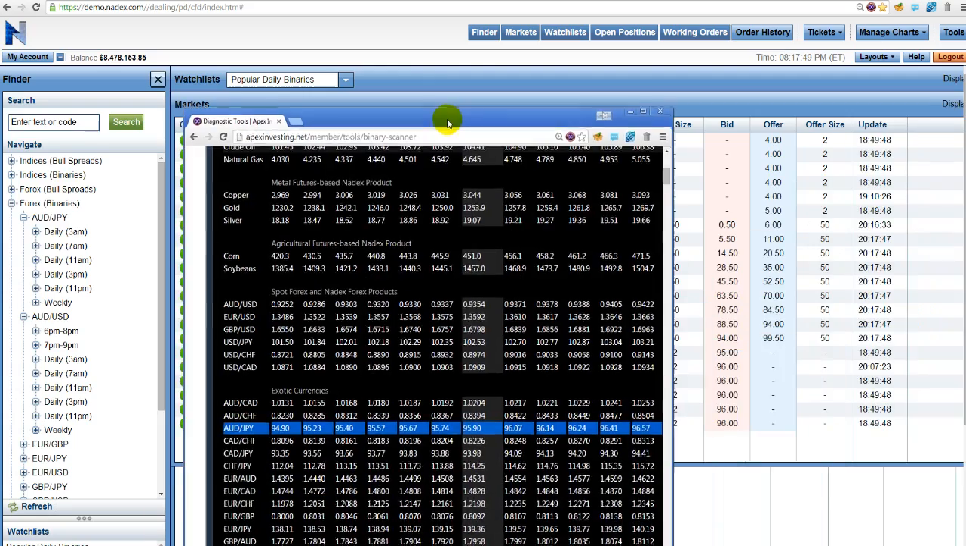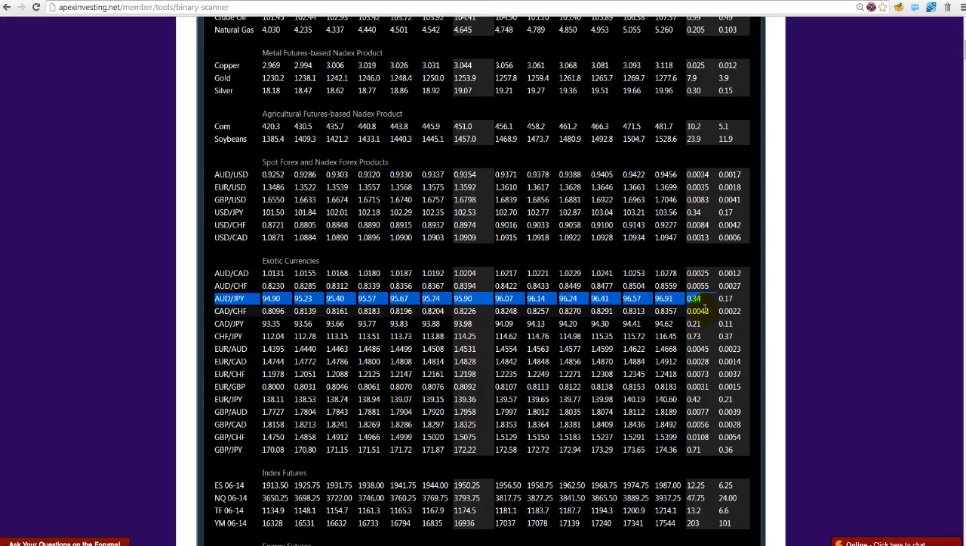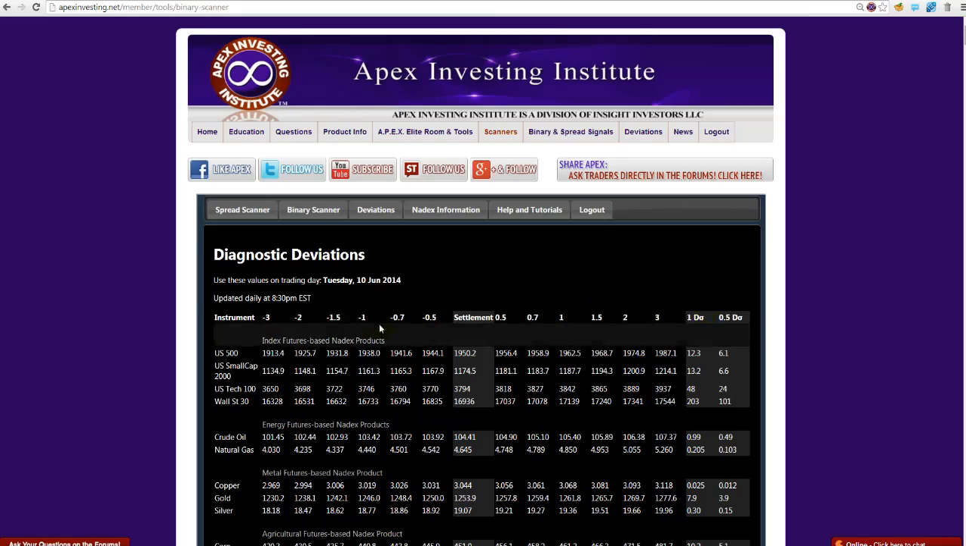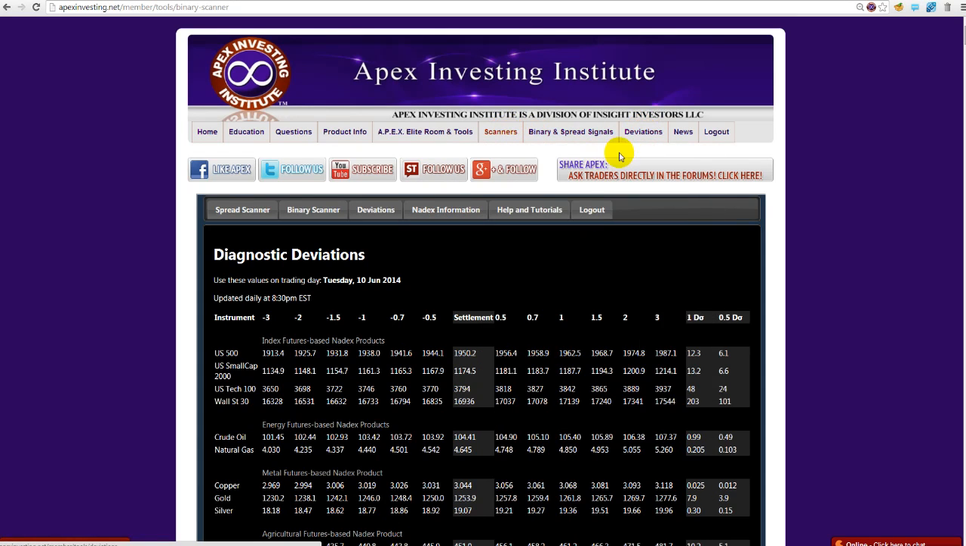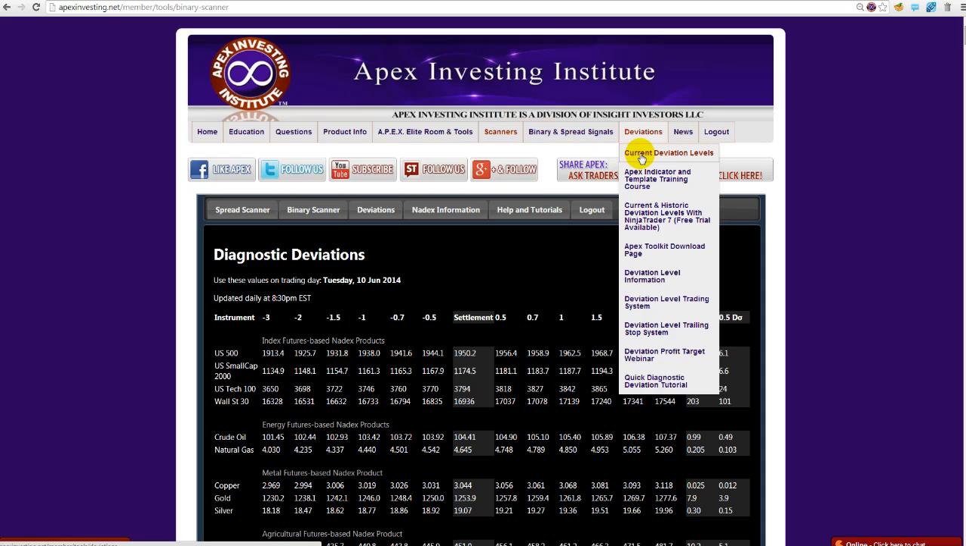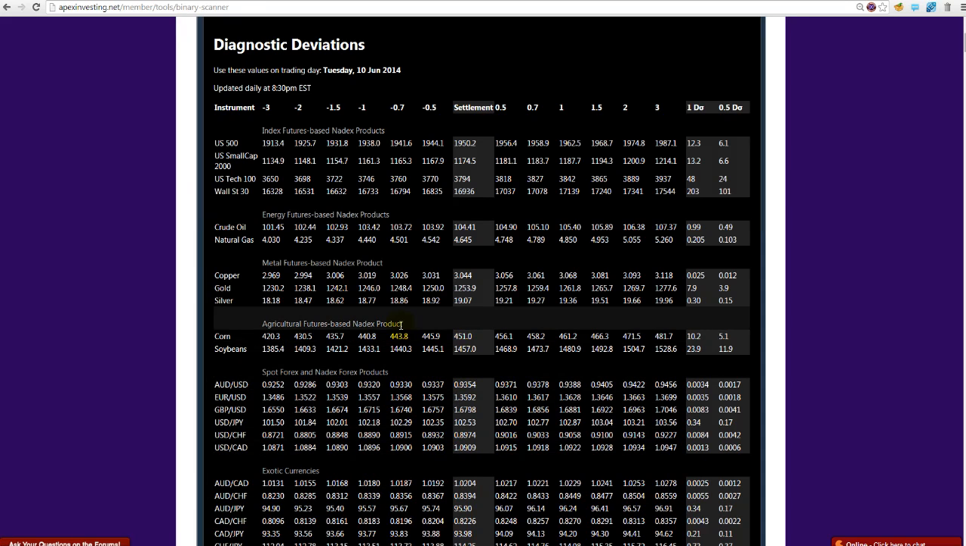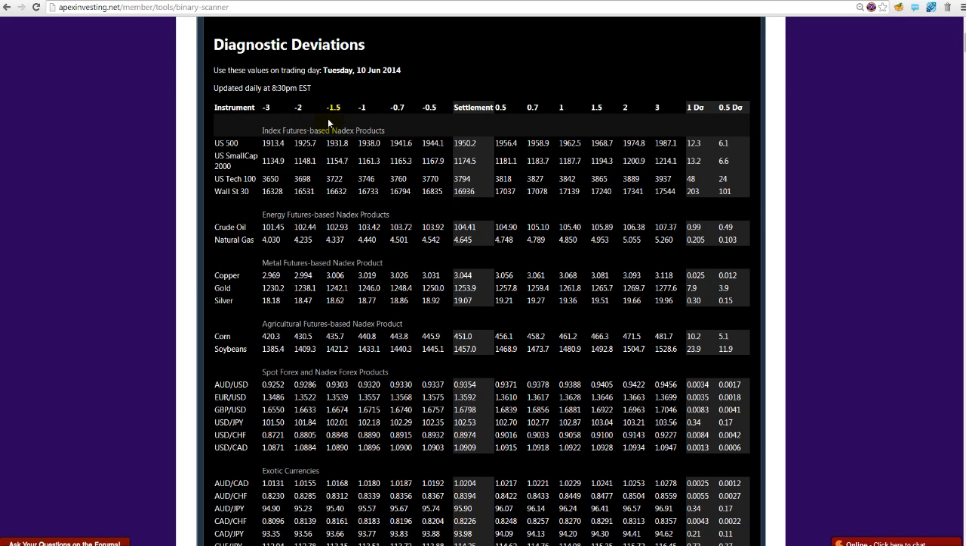Where did I find that? I found that right over here. Now this isn't at this given point. It's as of settlement, but it's under deviations in the scanner. You can also just go to current deviation levels right here. We display these, and they're updated every day at 8:30. Okay? So we'll have new ones here for tomorrow in a few minutes.